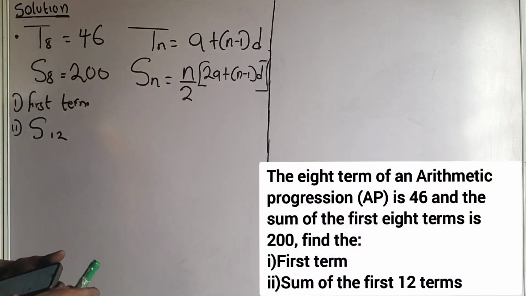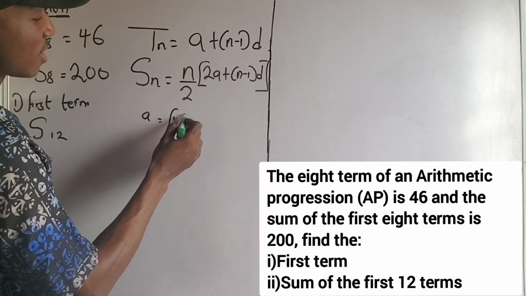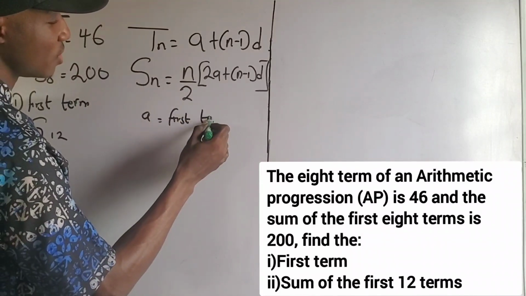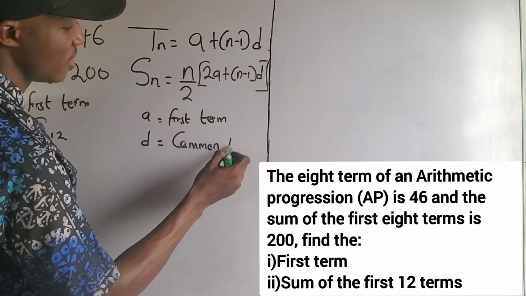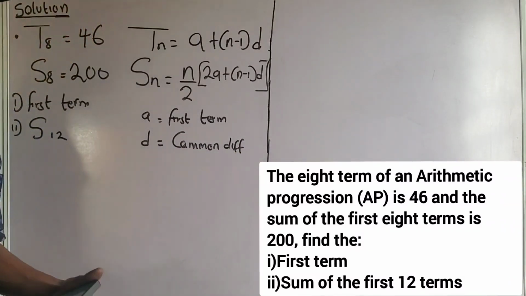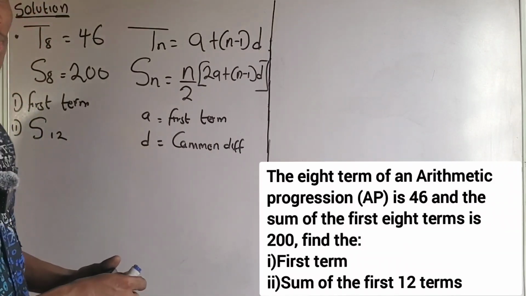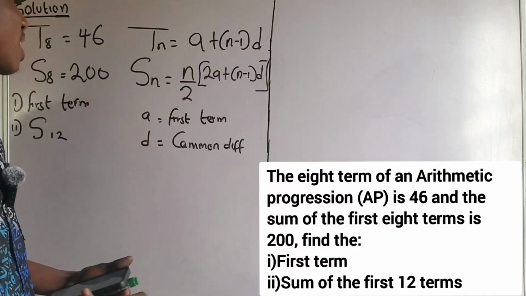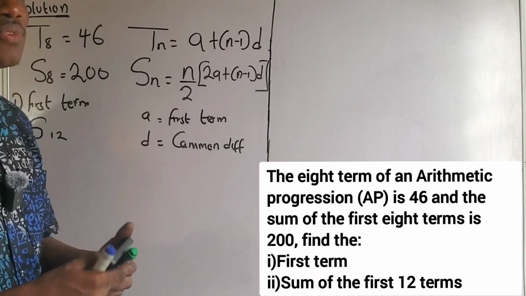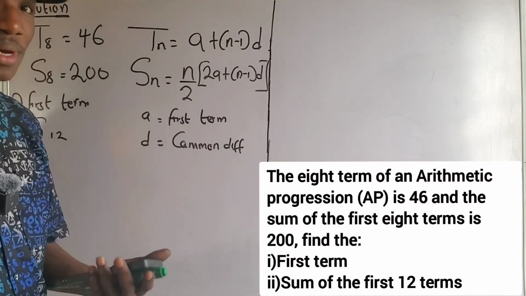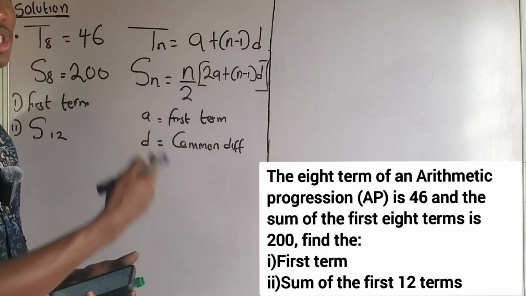In this formula, a is the first term, and d is the common difference. You understand? The difference that is common to all the terms in the sequence is called the common difference. Now, we cannot calculate the sum of the first 12 terms without knowing the value of a, the first term, and the common difference. So the first step is that we have to set up an equation with respect to the information that we are given in the question.